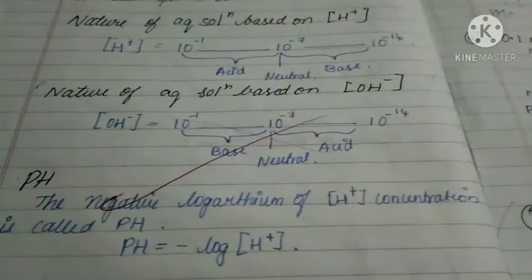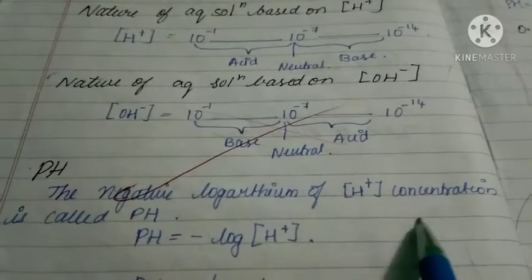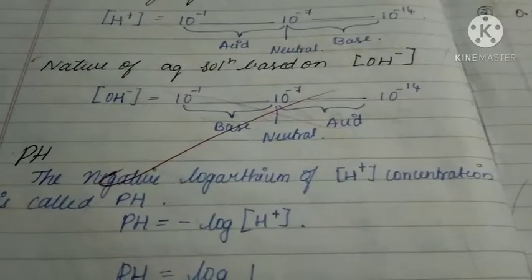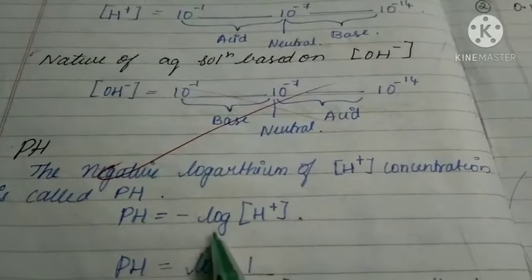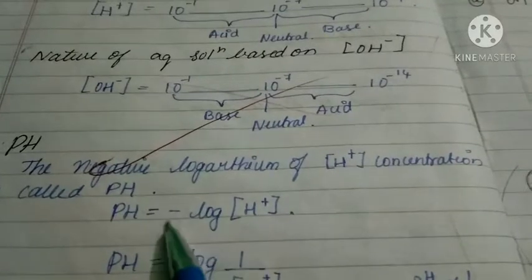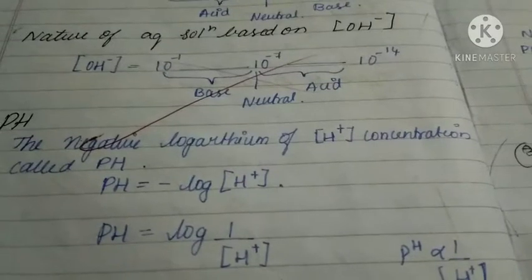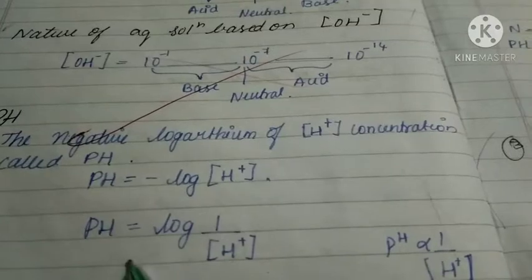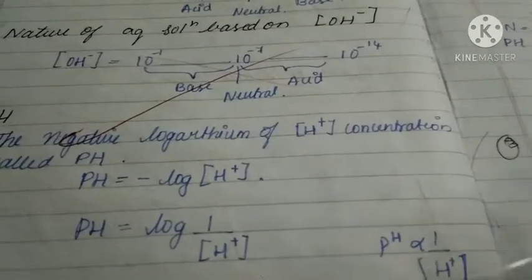Now pH. What is the definition of pH? The negative logarithm of H plus ion concentration is called pH. That means mathematically we can write it as pH is equal to minus log H plus concentration. If minus comes this side, then pH is equal to log of 1 by H plus concentration. That means between pH and H plus an inverse relation is there. That means if pH increases, H plus concentration decreases. If pH decreases, H plus concentration increases.